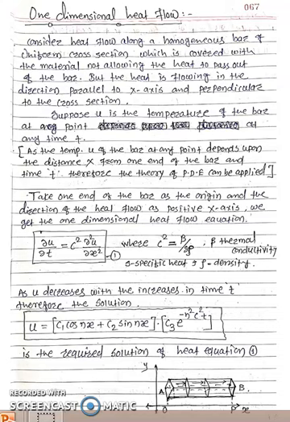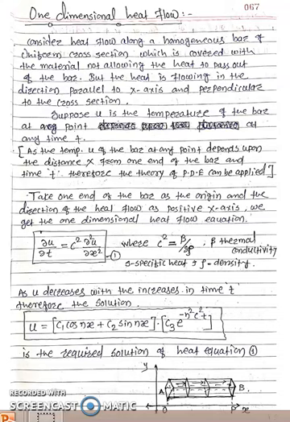In this equation, c square is beta upon s rho, where beta is the thermal conductivity, s is the specific heat and rho is nothing but the density. So that we get the one-dimensional heat flow equation.